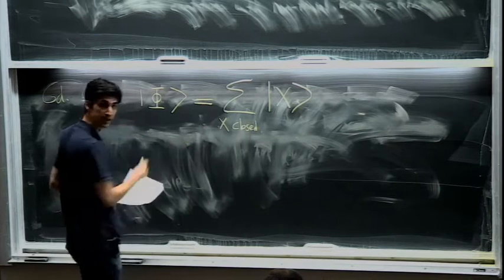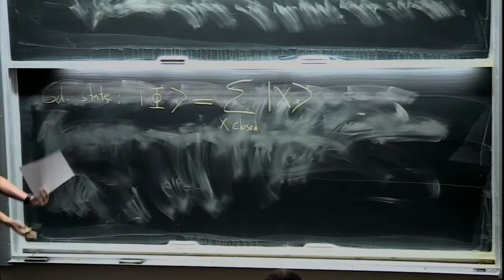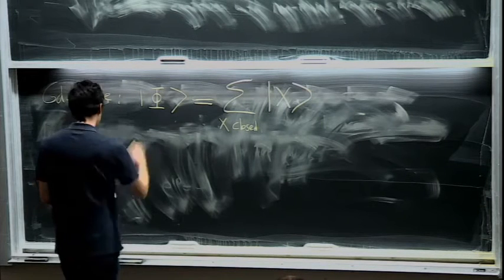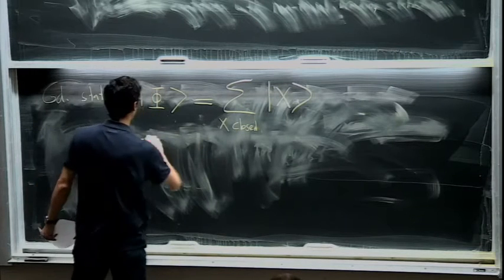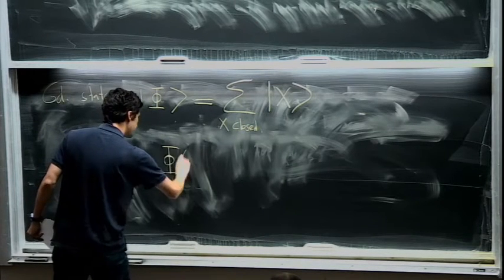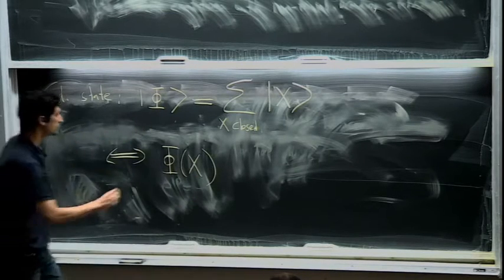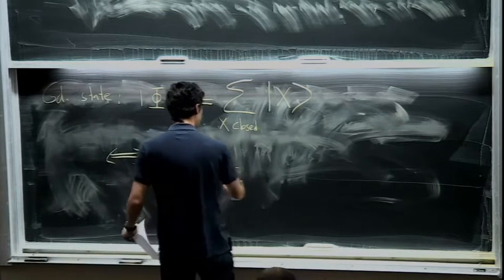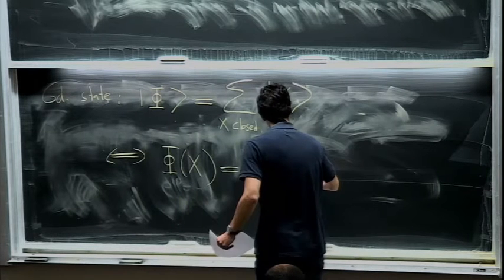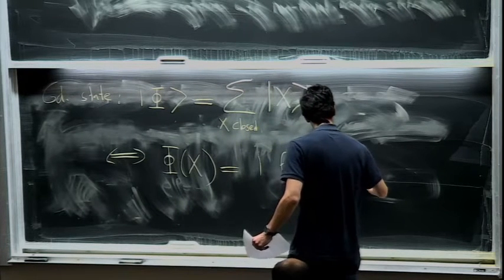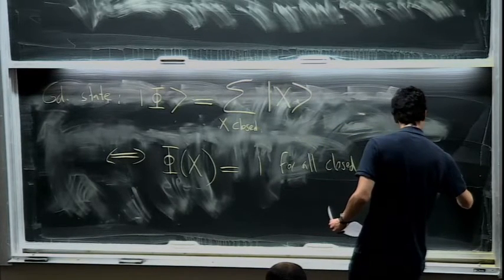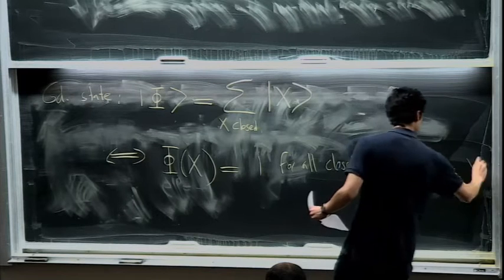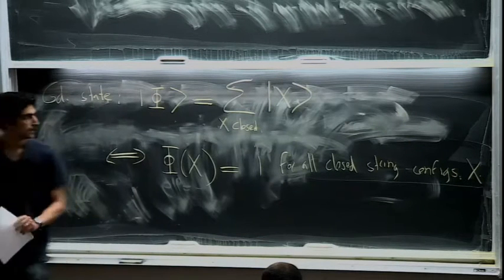And this is the ground state. In fact, this is the unique ground state if you do it on an infinite plane or on a sphere. Okay, so that's the ground state. And equivalently, if you want to write the ground state wave function in typical notation, you would write it as phi of x is equal to 1. The amplitude for any configuration is 1 as long as it's a closed string configuration. So it's a very simple wave function.